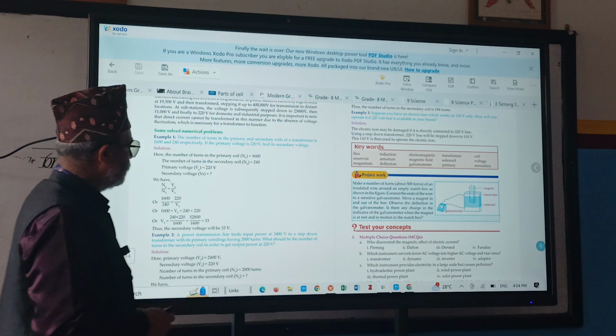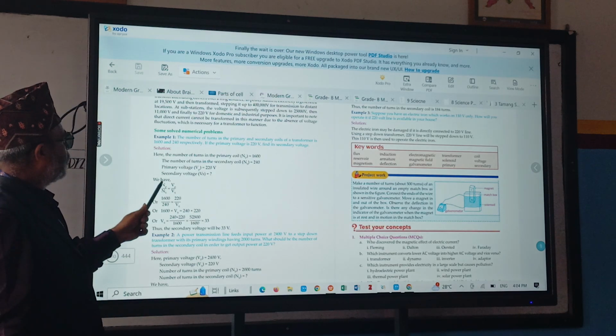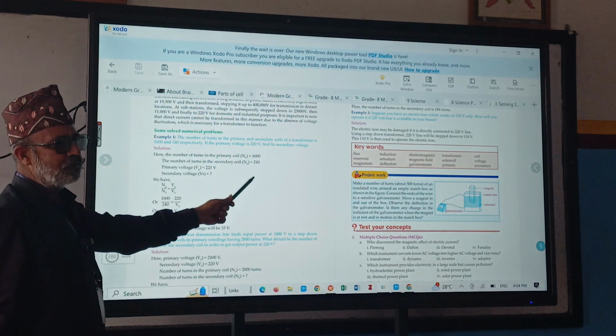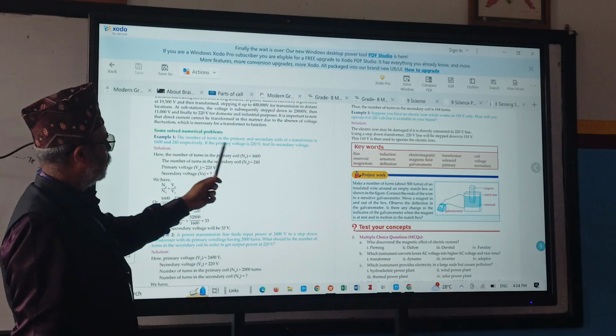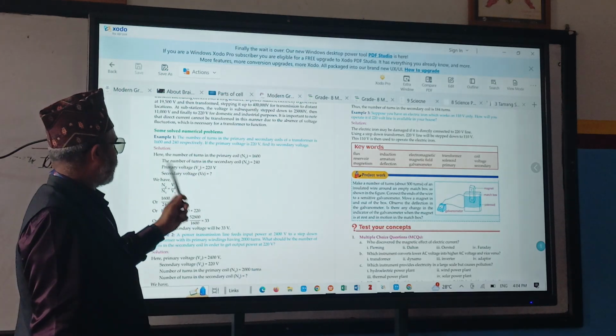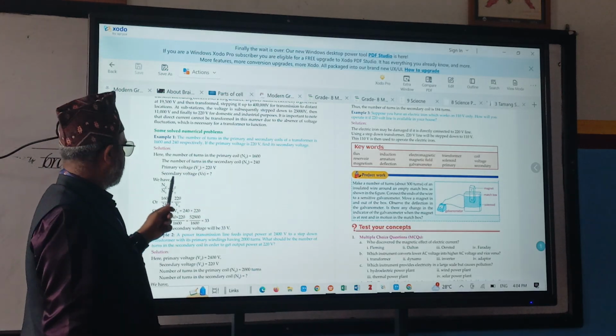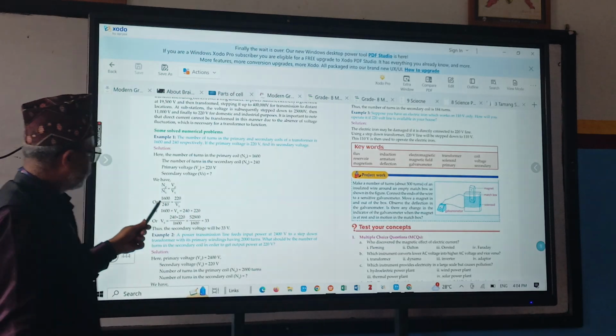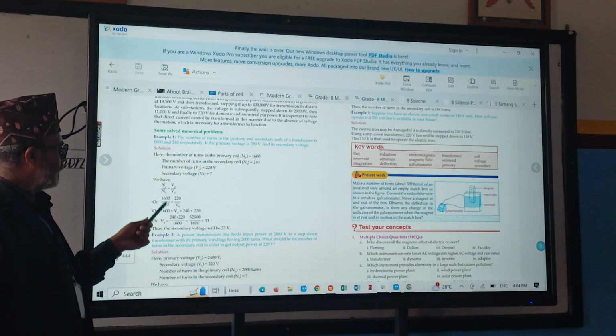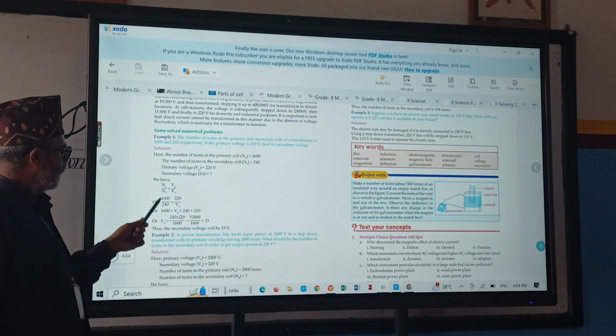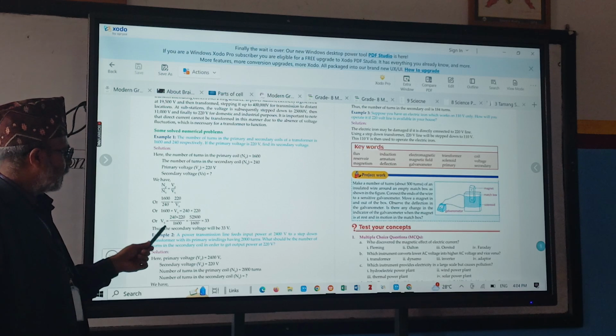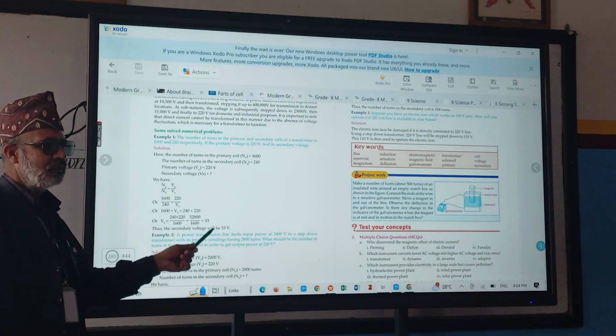Read the question here. Number of turns in the primary coil is 1600. Number of turns in the secondary coil is 240. Primary voltage is 220. Then how do we find the secondary voltage? Which formula do we know? NP by NS equals VP by VS. What is NP? What is NS? If you write it, then finally you can get it.